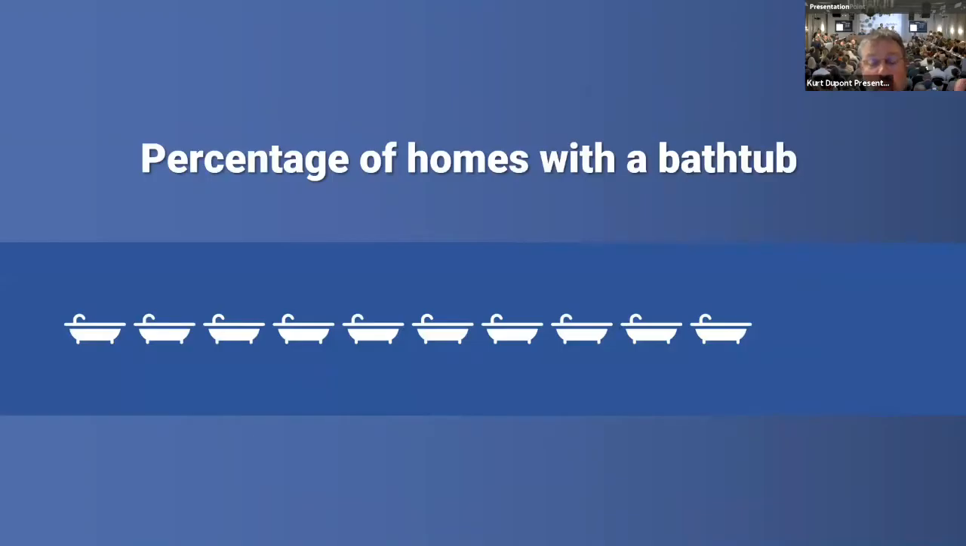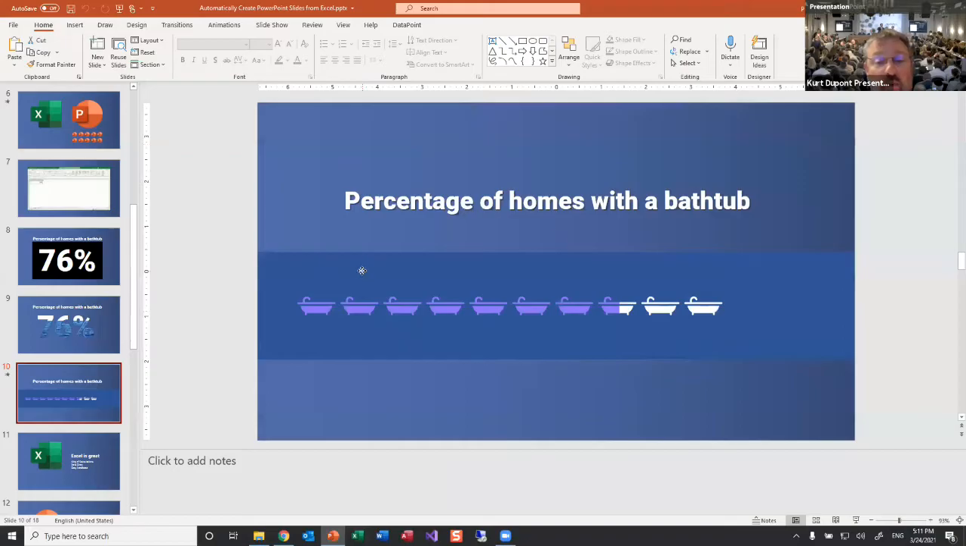We can show an infographic where we have 10 bathtubs in a row, and we can use an animation. Or we can create some suspense in the room and ask, how many homes do you think have a bathtub? So people will say 20, 80, and so on. Finally, you can click and the animation starts, and then you have something like this. It's an infographic giving you the exact same information, but now that 76% is looking so much more attractive.